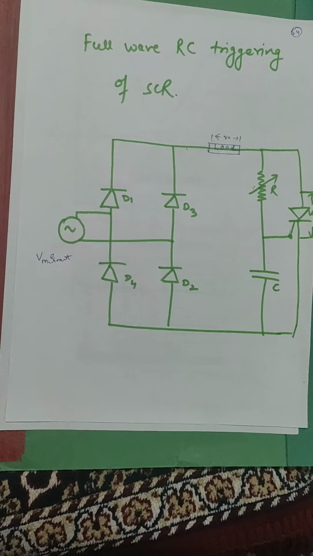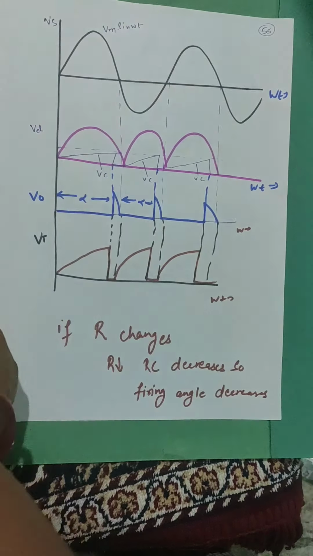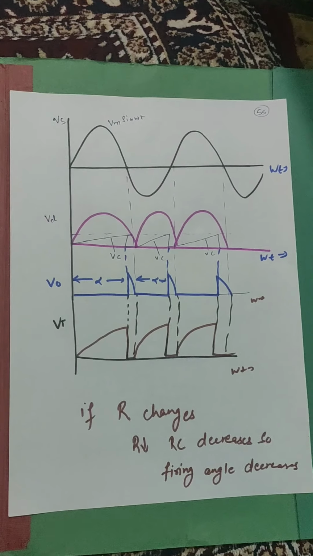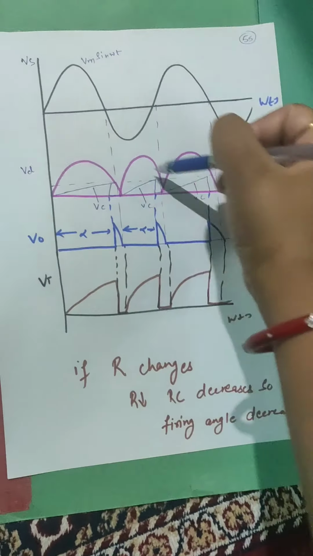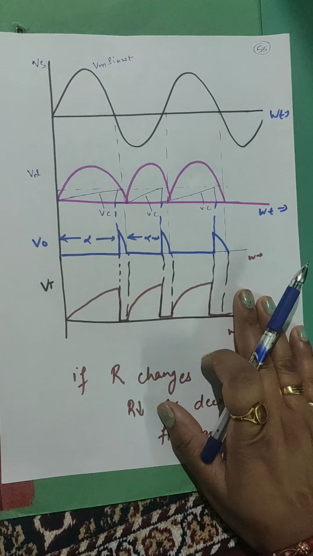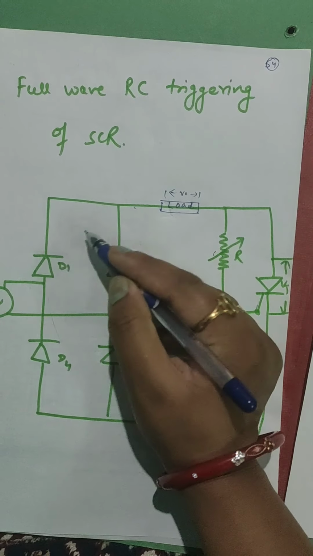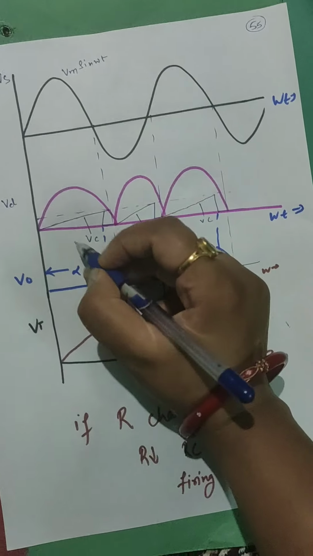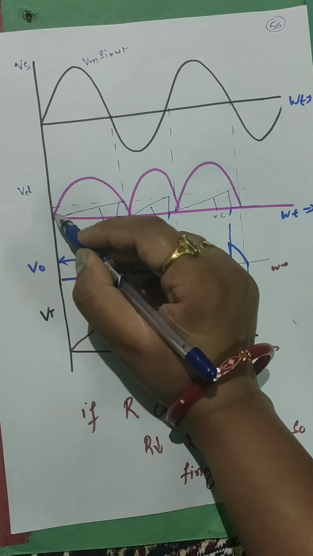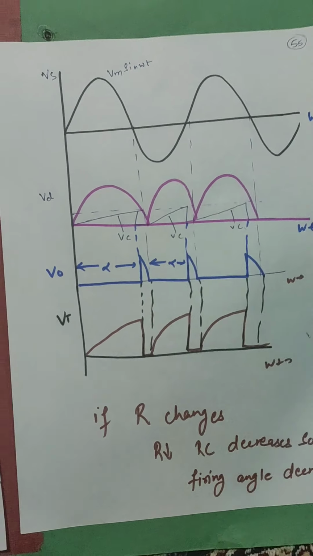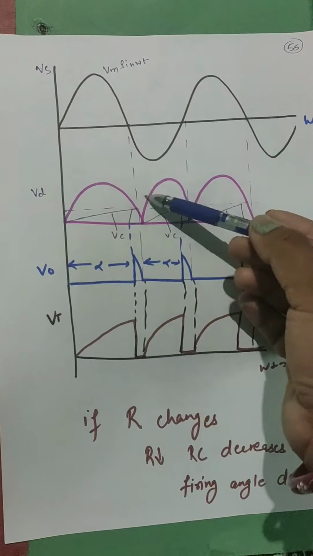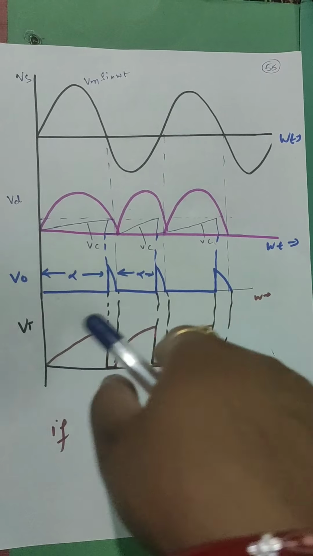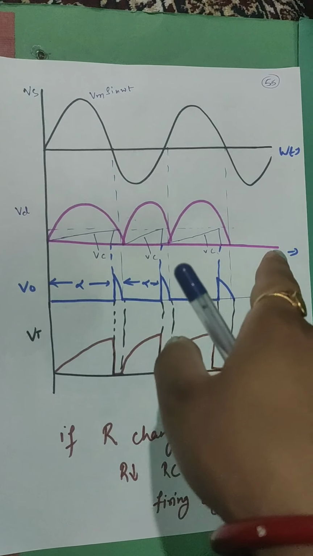This is the waveform for RC triggering: the input AC voltage and VD, the diode voltage. This is a full wave rectifier, so it converts the input into variable full wave DC for the positive and negative halves. This is for the rectifier circuit. I will not explain here how it becomes positive and how it becomes VD.